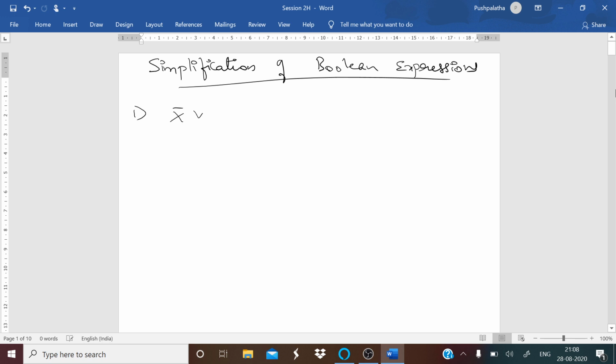One other problem: x bar y bar z plus x bar yz plus xy bar. Let us consider the first two expressions. What is common between these two? x bar is the same and z is the same. So let us take x bar z as common. Open the brackets. What is left out now? It is y bar plus y.